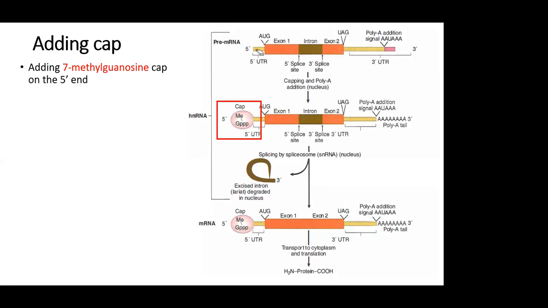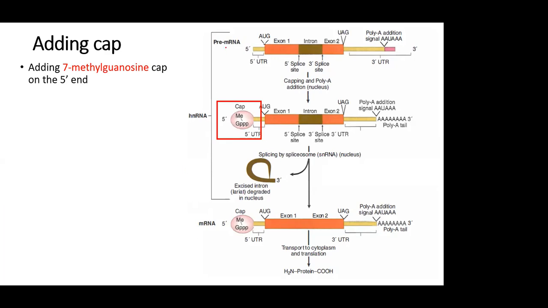So this is the pre-messenger RNA. Guys, am I going too slow, too fast for you? Let me know in the chat. Do you want me to go faster, slower? A bit faster, sure. As long as you understand, I'll go faster.